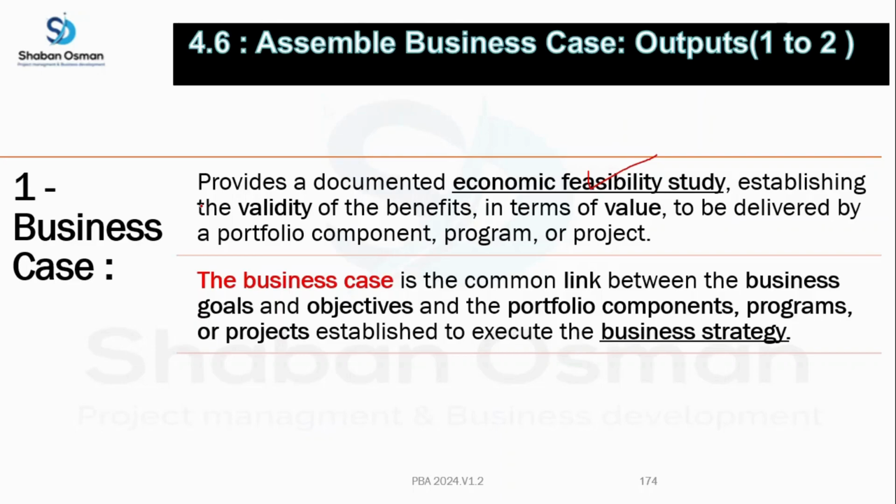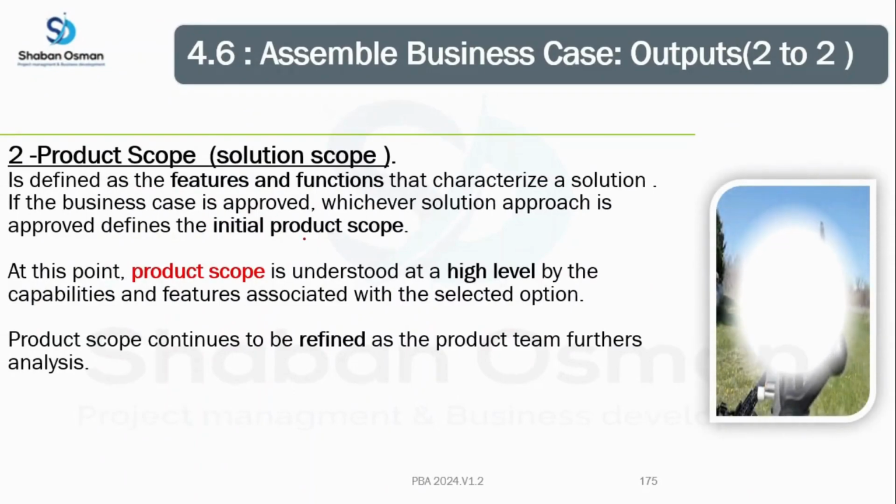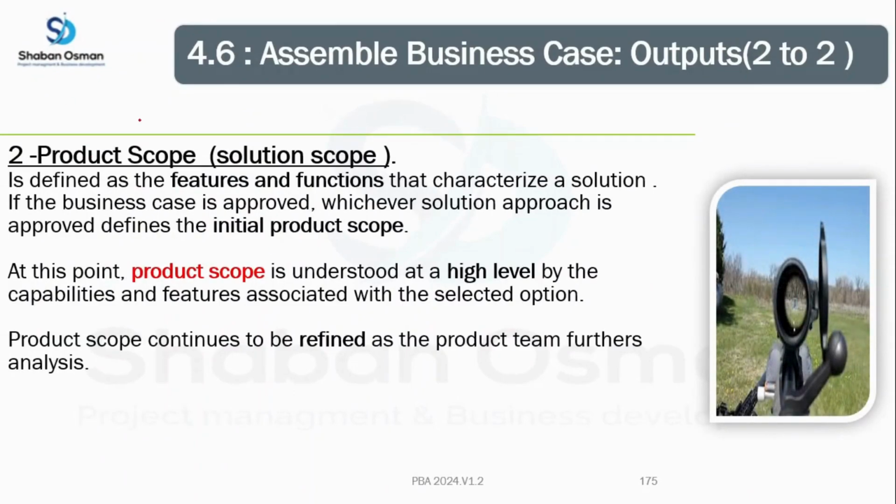A business case is the link between business goals and objectives, which were determined during the future state process, and the portfolio, program, or project management. So again, the business case links business goals and objectives with the project goals and objectives to ensure the implementation of the business strategy. Also, we have another very important output called product scope or solution scope.